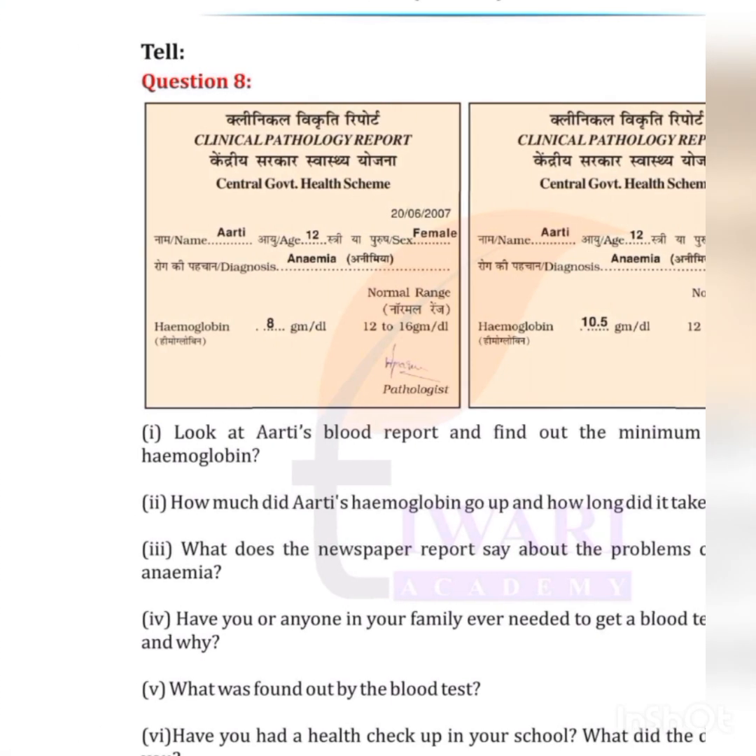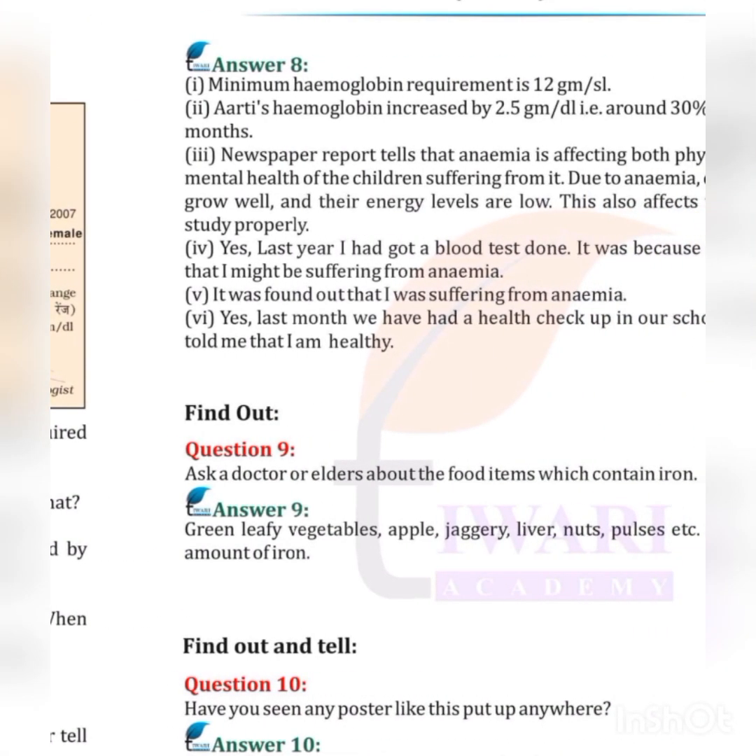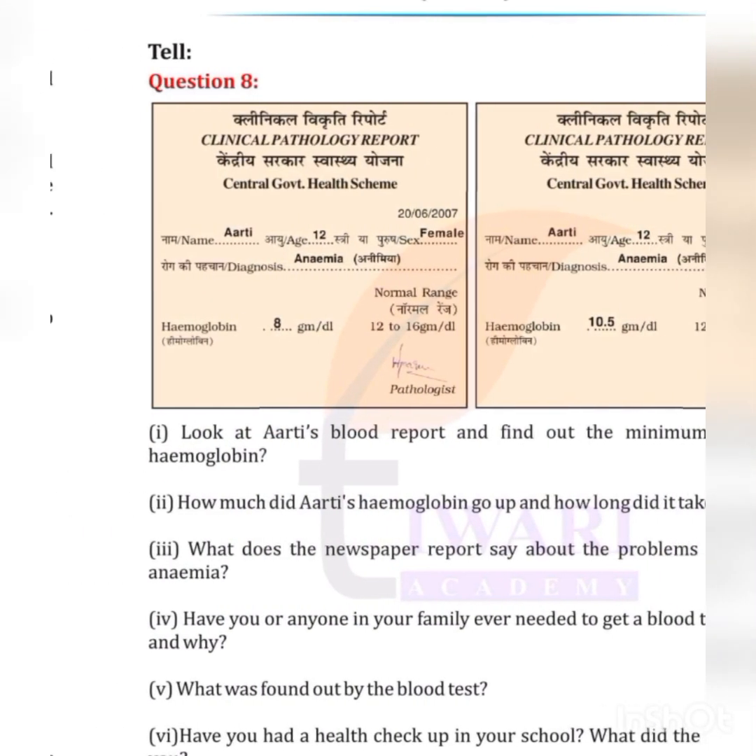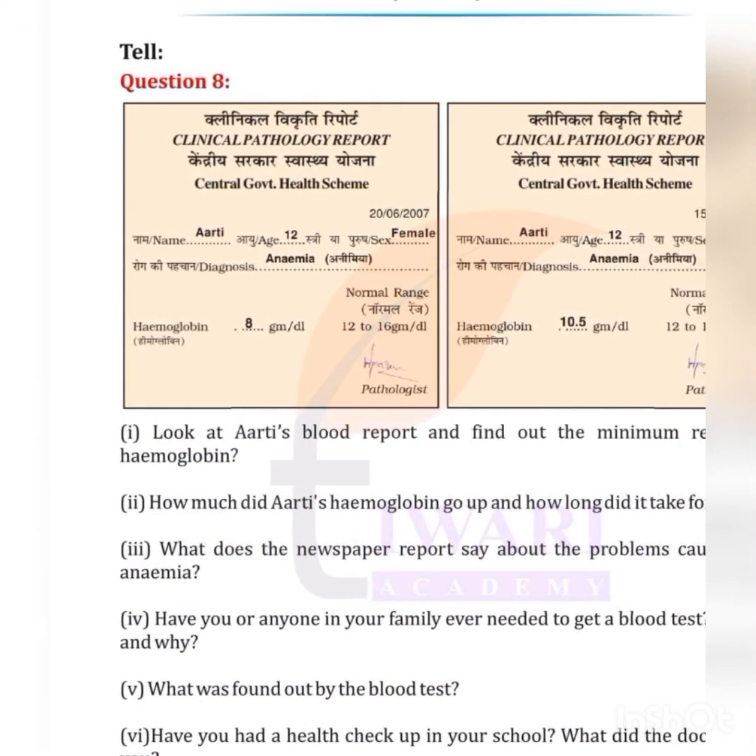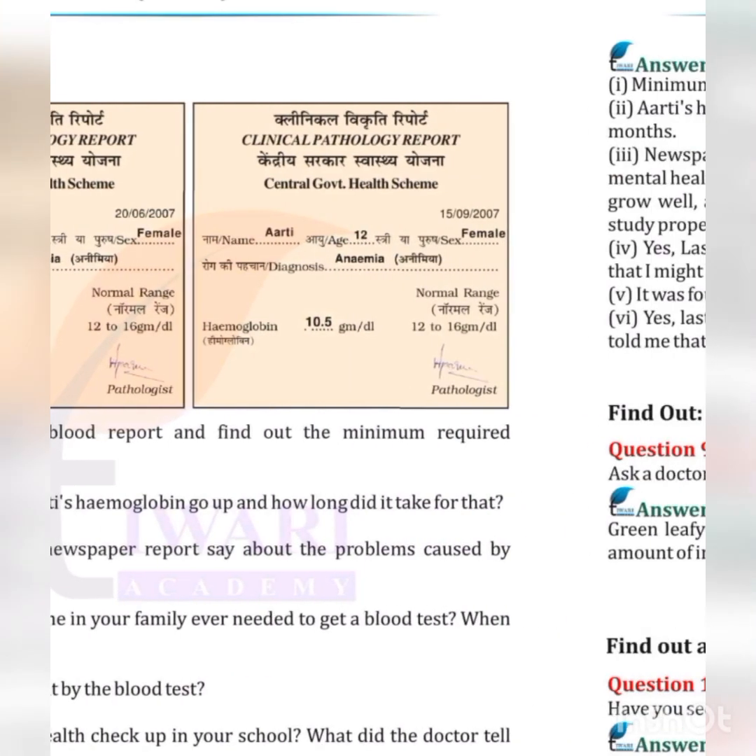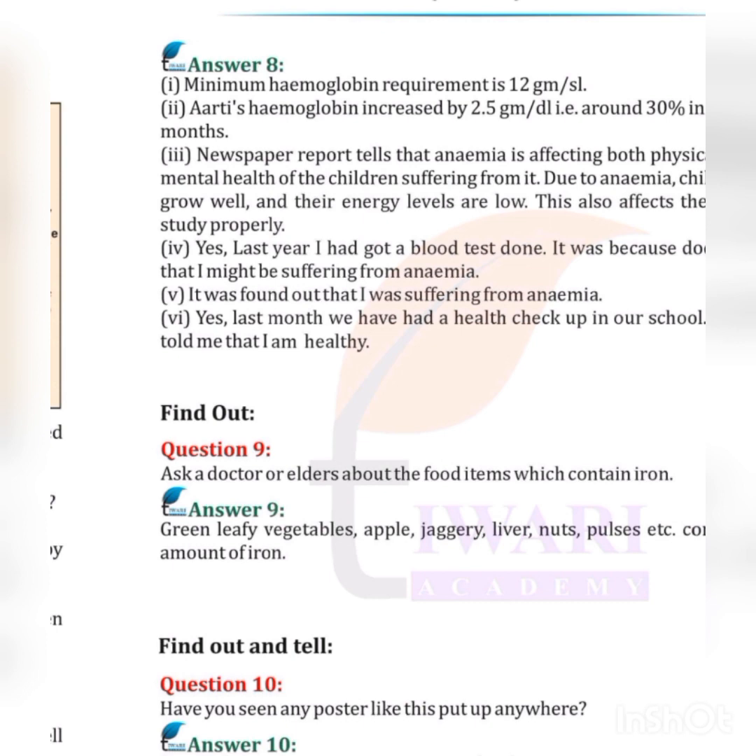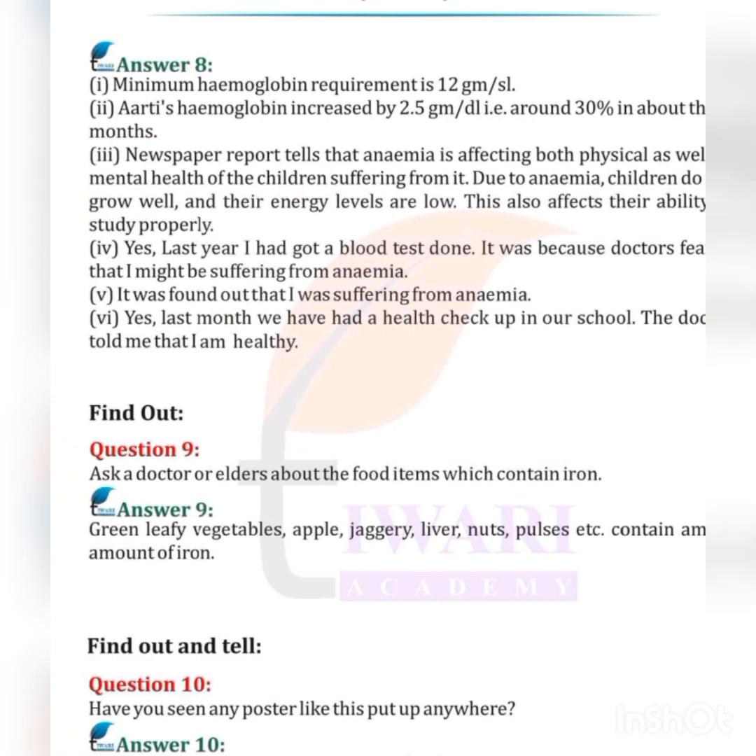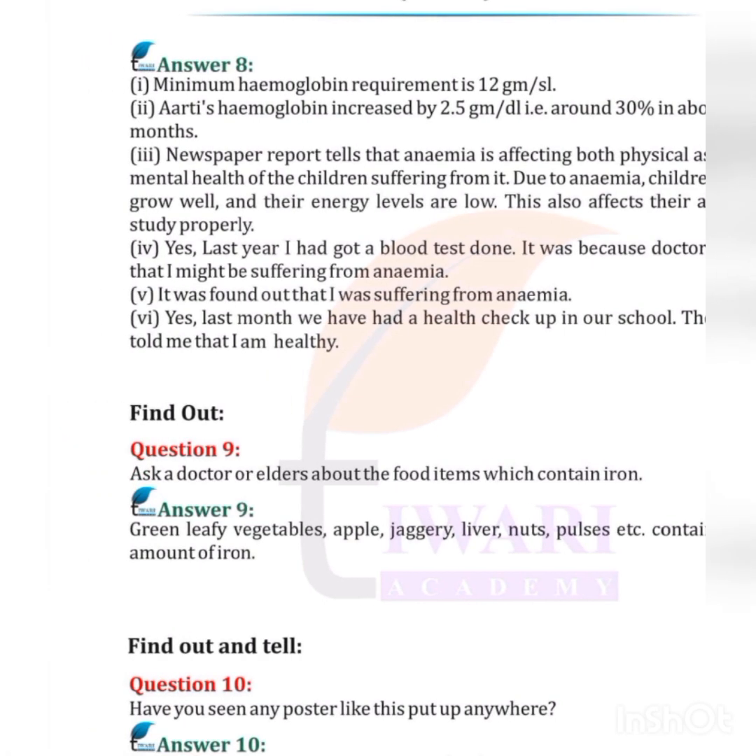What was found out by the blood test? Let's see answer number 5. It was found out that I was suffering from anemia. Let's see the next question. Have you had a health checkup in your school and what did the doctor tell you? The answer is yes, last month we had a health checkup in our school. The doctor told me that I'm healthy.